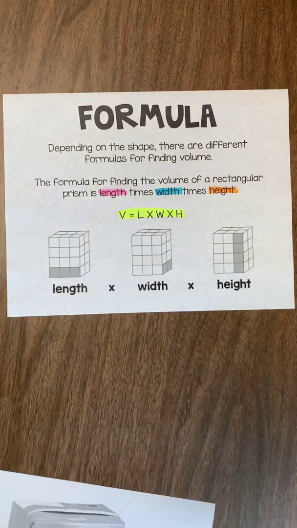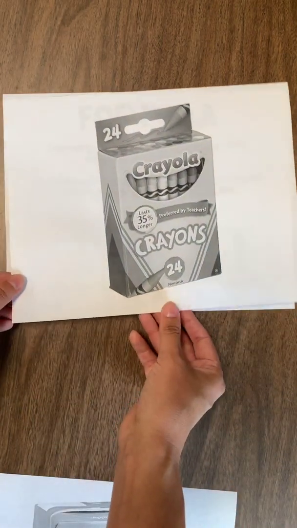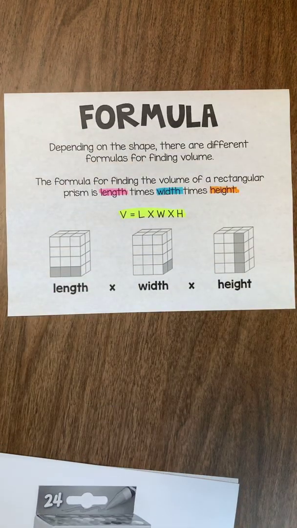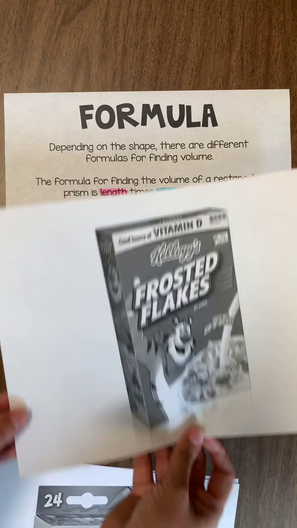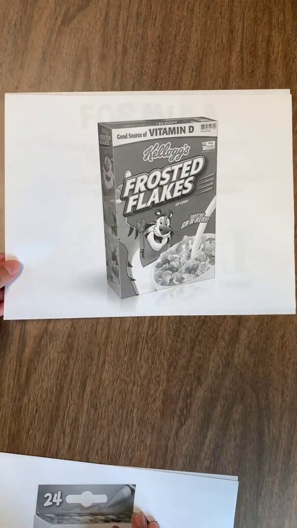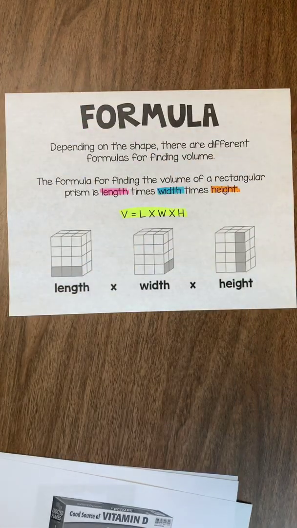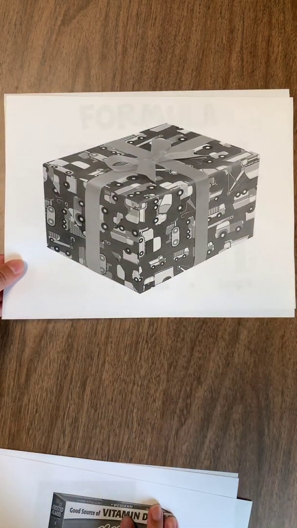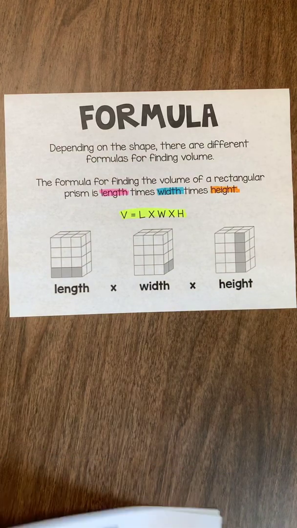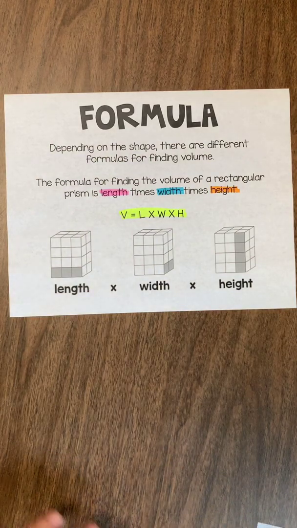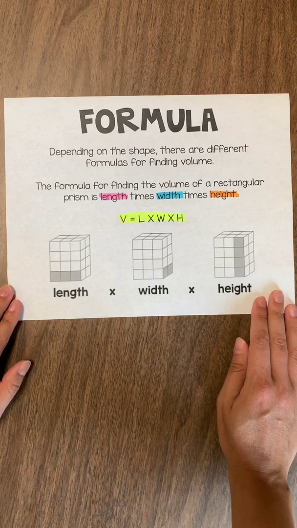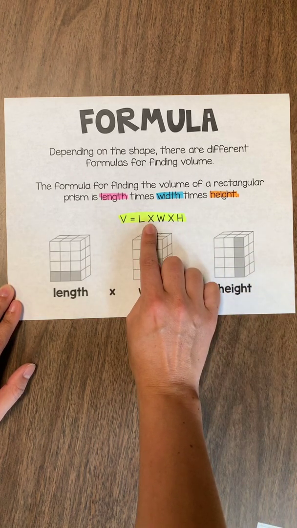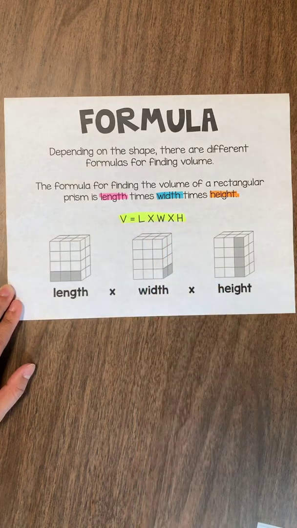Or another example might be a box of crayons. This is another example of a rectangular prism. Another example that you might see often is a box of cereal. And one more final example would be, say, like a birthday gift. So all of these are examples of rectangular prisms, and those are the shapes we're going to focus on today. So to find the volume of a rectangular prism, we will do length times width times height.